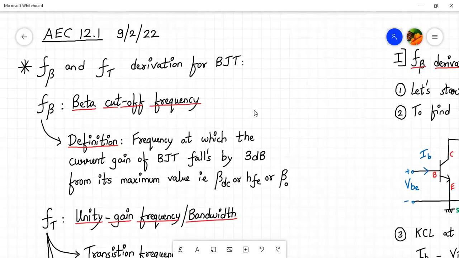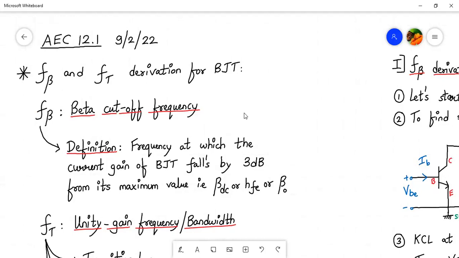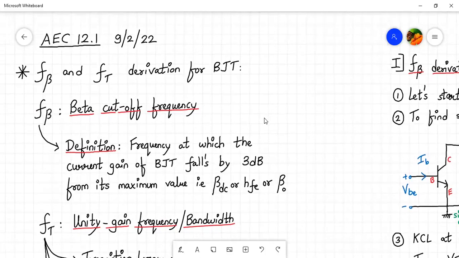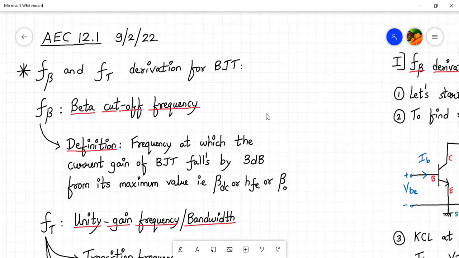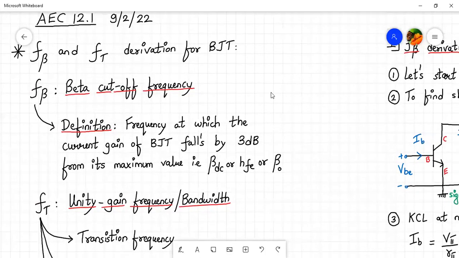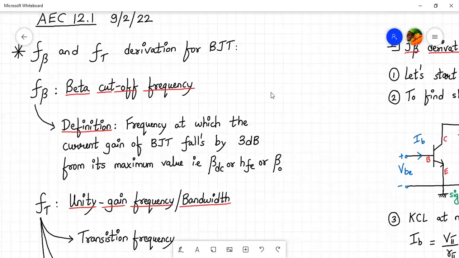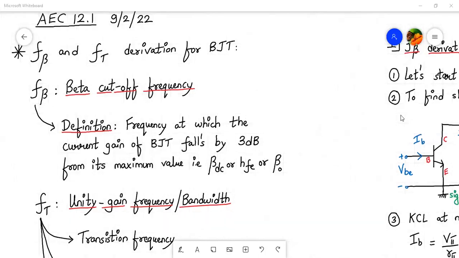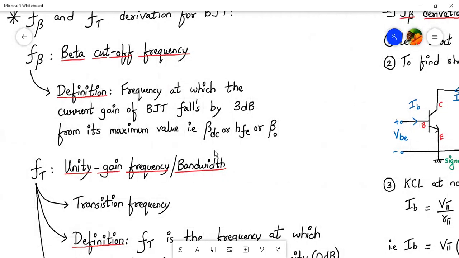So today we are going to derive the F beta and the FT, that is the beta cutoff frequency and the unity gain frequency for a BJT, and then later on for the MOSFET. So first of all, let's define the beta cutoff frequency. It is the frequency at which the current gain of a BJT falls by 3 dB from its maximum value. Right, so the mid band or the maximum value is beta DC or HFE or beta zero. So we'll go through in details about it in a moment.